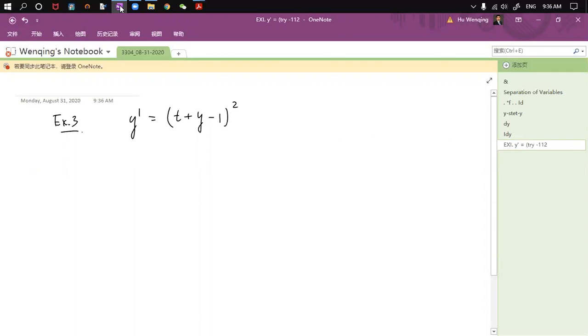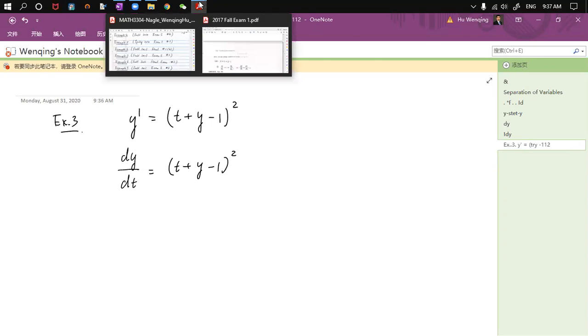Well, if you want to find this solution, as I said, you must be able to rewrite the equation in a separable form. So dy over dt is equal to (t plus y minus 1) squared. Is that good, everybody? Now the question is, is this equation in such a form separable? Somebody says no. I would like to thank you for such an answer. It looks like it is indeed non-separable.